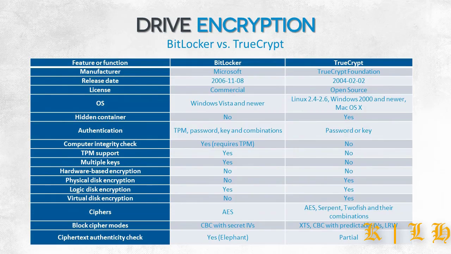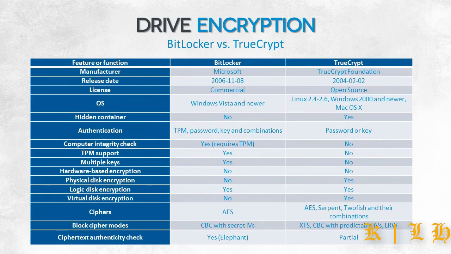BitLocker is an original solution of Microsoft, and TrueCrypt comes from the TrueCrypt Foundation. BitLocker is a little newer, but it's commercial. It's available only on selected versions of Windows Vista and later. It does not allow hiding disks. It does, however, allow authenticating the user by using a password, key, TPM module, or any combination of them. In TrueCrypt, we only have a password or a key.